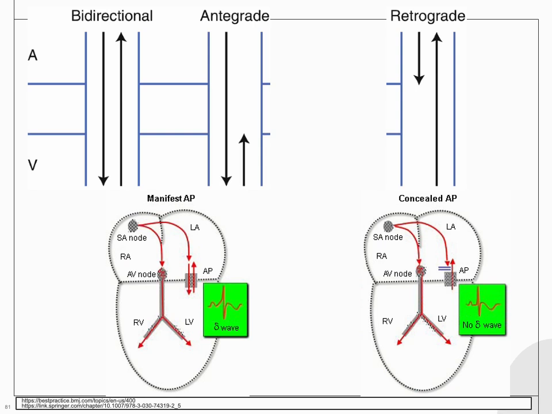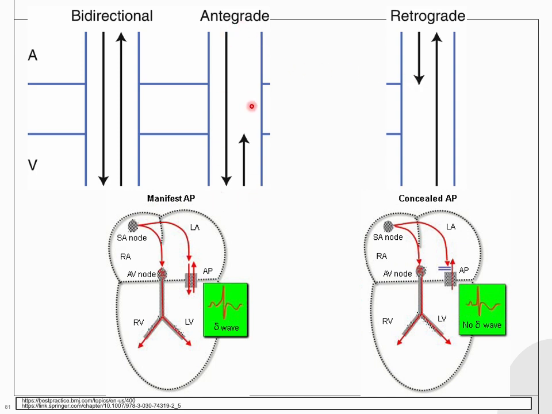So these connections can either be unidirectional or bidirectional. If they're unidirectional, they may allow conduction only in the retrograde direction, that is, from the ventricle to the atrium, and not the other way. Or they can be in the antegrade direction, that is, from the atrium to the ventricle, and not in the opposite direction.